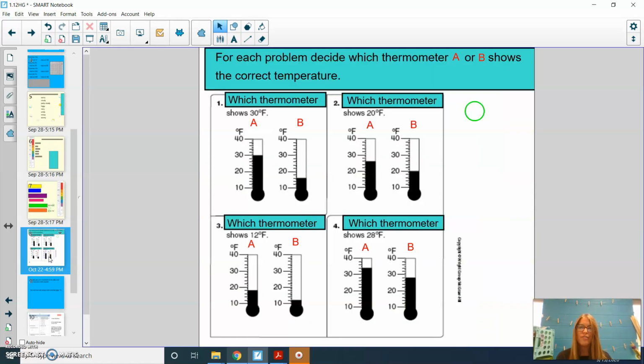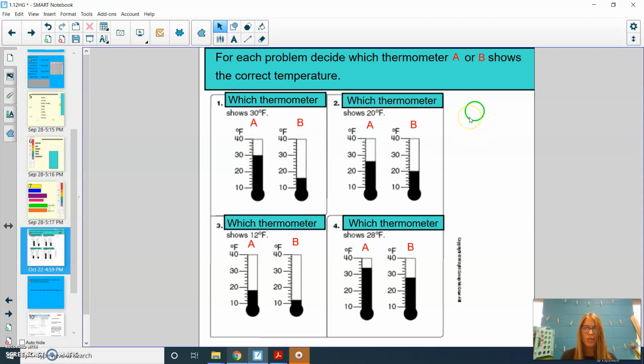Second graders, you don't have this page, but I'm going to ask you to write your answer on your whiteboard. Could you number your whiteboard or your notebook? 1, 2, 3, 4. Now for each problem, I want you to decide which thermometer, either A or B, shows the correct temperature. So let's look at thermometer number 1. Which of these shows 30 degrees? A or B?